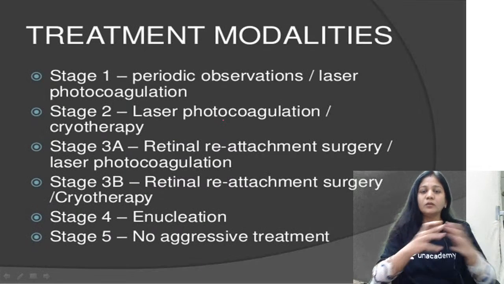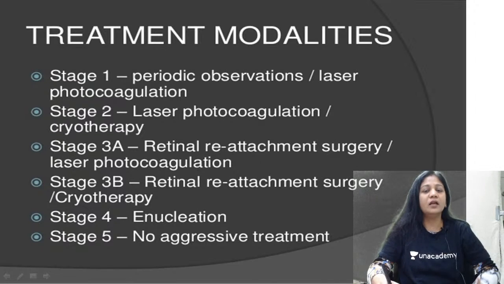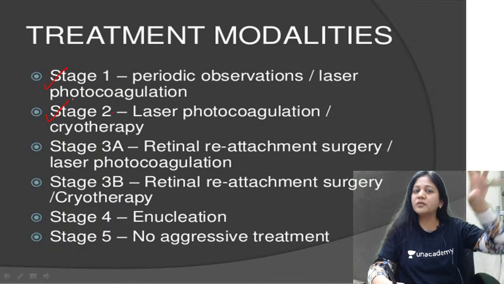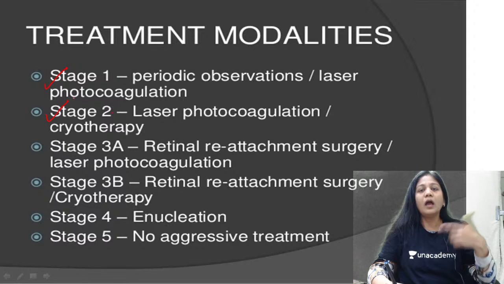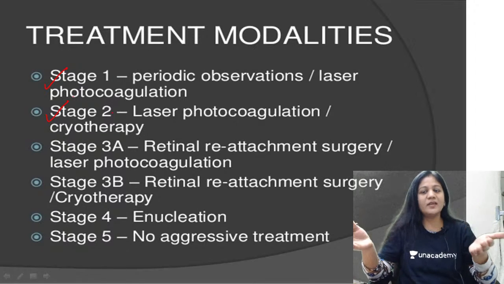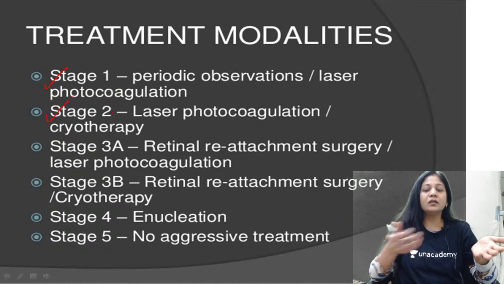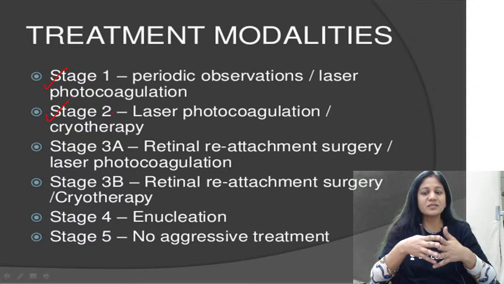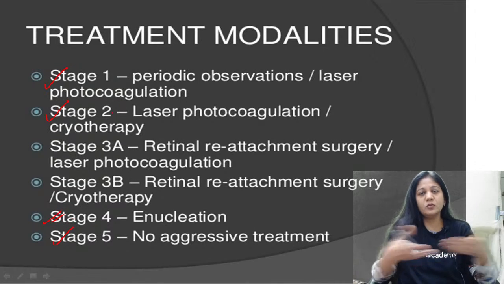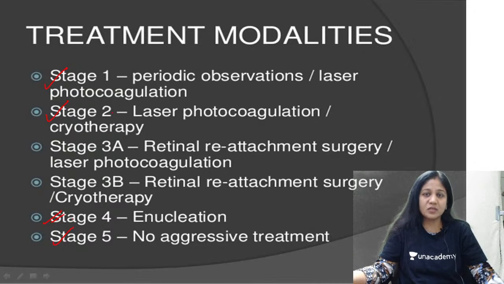Alright, now the last thing about the treatment modalities, guys, nothing much to learn here. It is just to show you that in early stages, as in stage 1 and 2, you can very well manage the peripheral telangiectatic vessels with lasers and cryo. So you can do laser or cryotherapy in the periphery, but in stage 3, when you have exudative RD, you may consider VR surgery, right? In stage 4, when the vision is not salvageable, you may have to take out the eyeball, and in stage 5, because it's a useless eye, phthisis bulbi, no aggressive treatment is required.